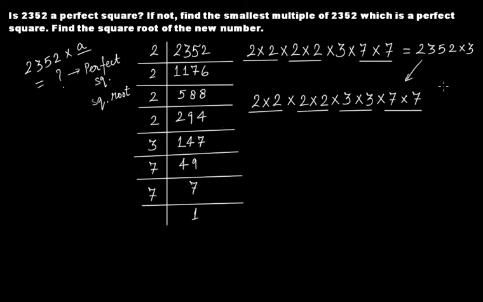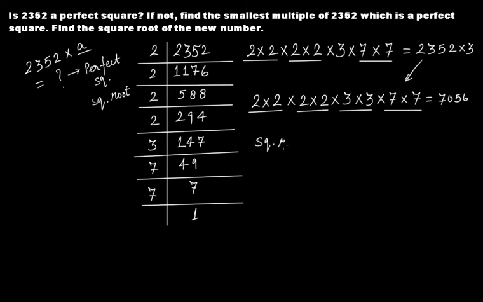Simple, multiply this out. So when you multiply this, you get 7056. 7056 is the smallest multiple of 2352 which is a perfect square. Right? Now, what's the square root?